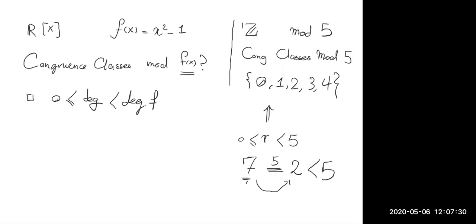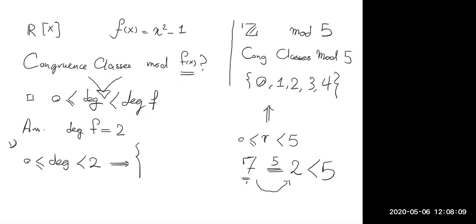Okay, so the degree of these polynomials we are studying, we can assume it's greater or equal than 0 and less than the degree of f. Okay, so here the degree of f is 2, right? So when we want to list all congruence classes mod f, their degree should be greater or equal than 0 and less than 2. So that's the first step. So the degree should be less than 2, so the degree either should be 0 or the degree should be 1.